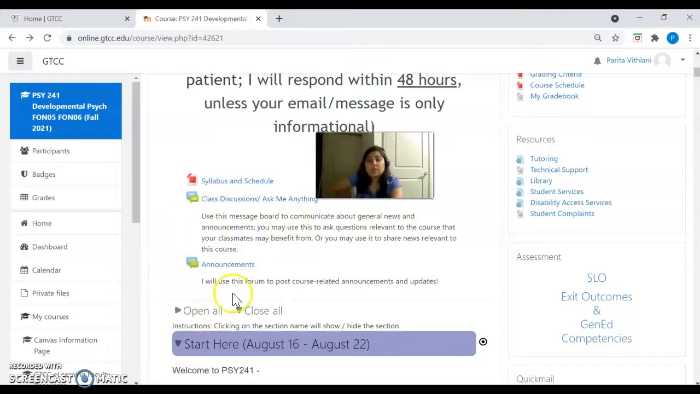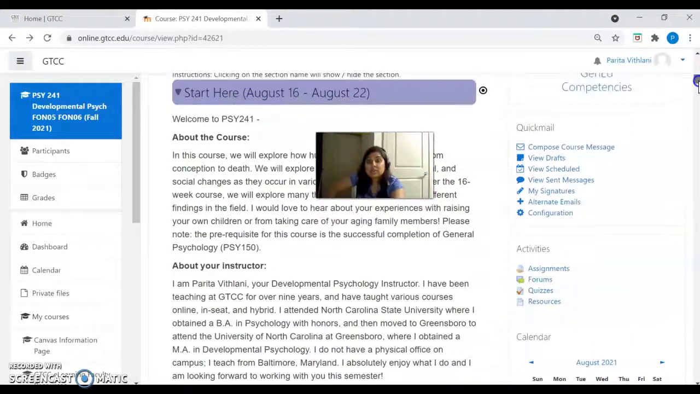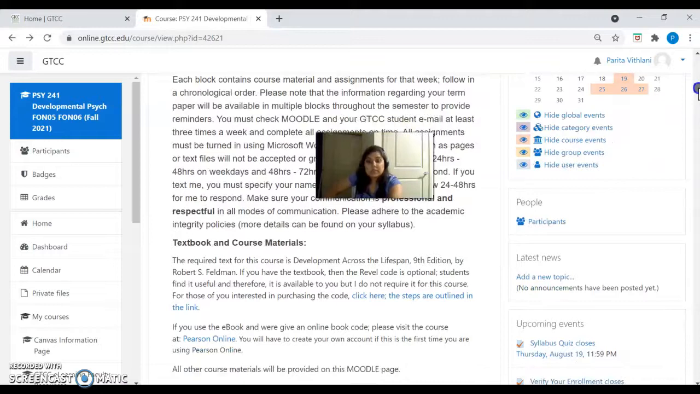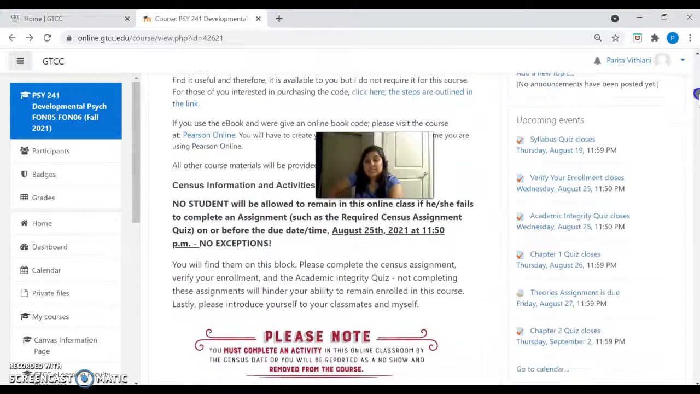If I have formal announcements related to this course, I will be posting them under announcements. When you scroll further down, the entire course is organized in a weekly block setting. Each week you'll be able to see what you have due. The first week, August 16th through August 22nd, is just an introduction week. You'll learn about the course, about myself, about the structure of this course, the required textbook and course materials, and you have some census assignments.